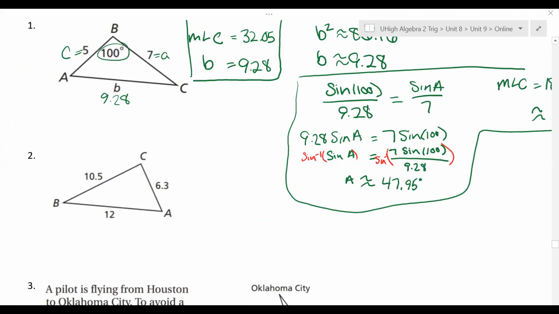So the next problem, instead of being given sides and angles, we're just given side lengths. So on this one, we're looking for the measure of angle A, the measure of angle B, and the measure of angle C.